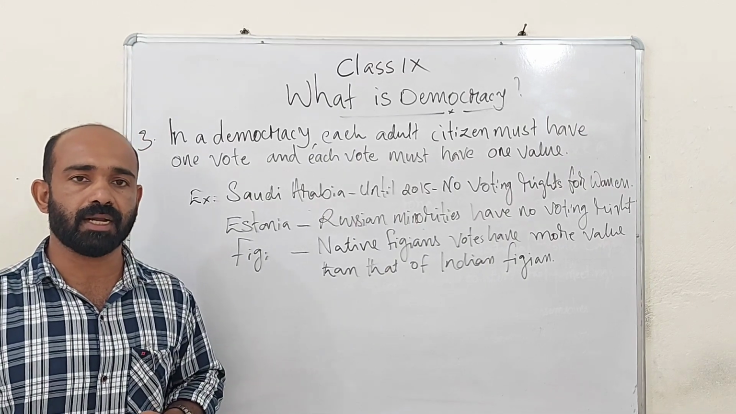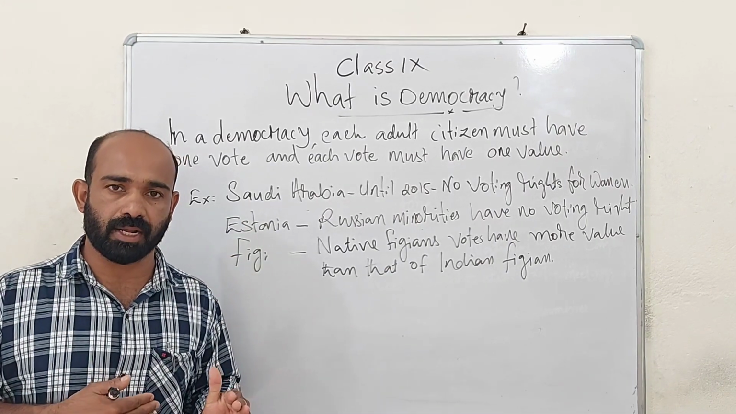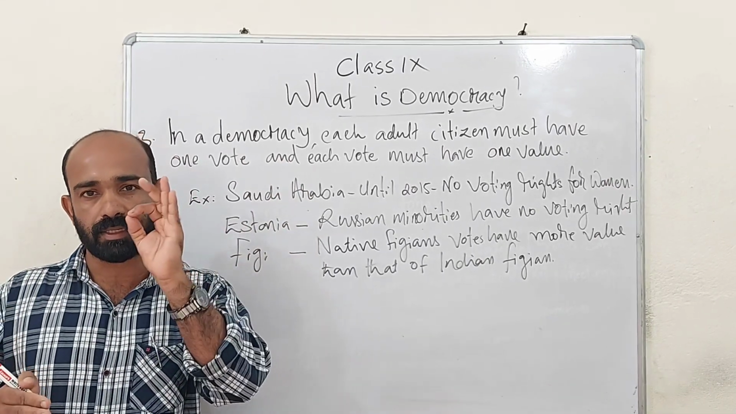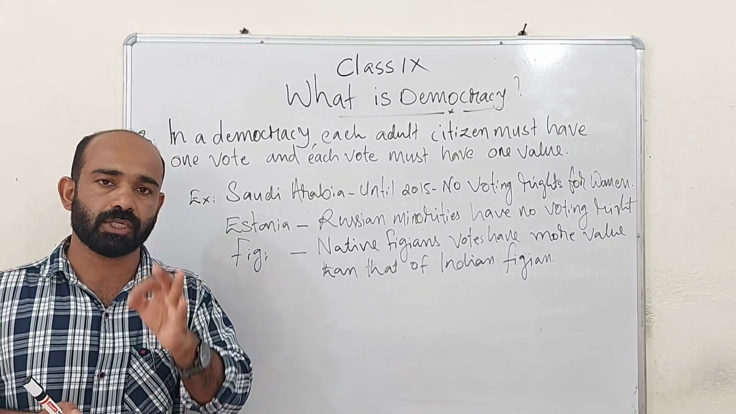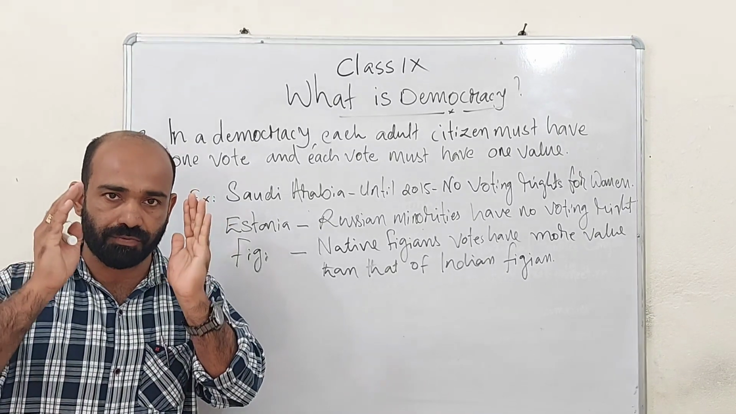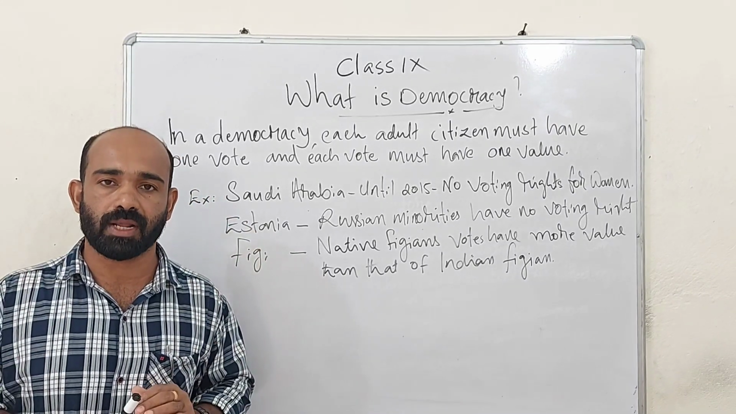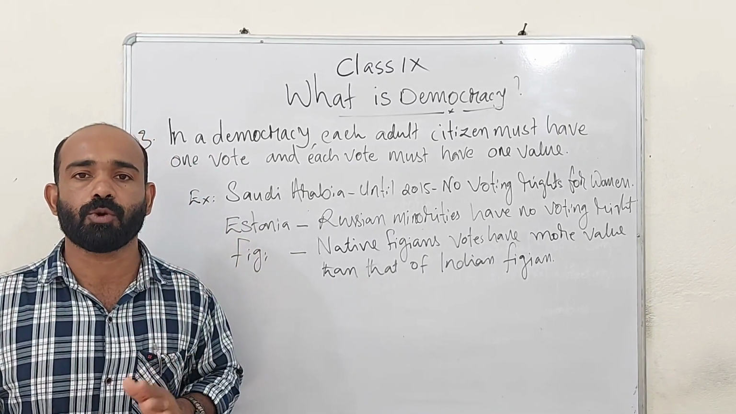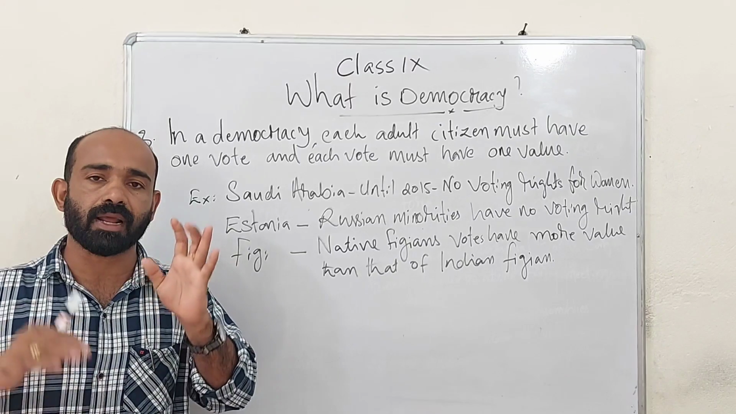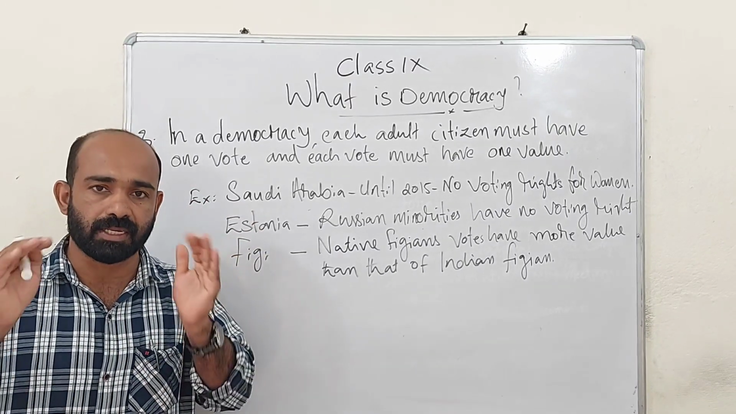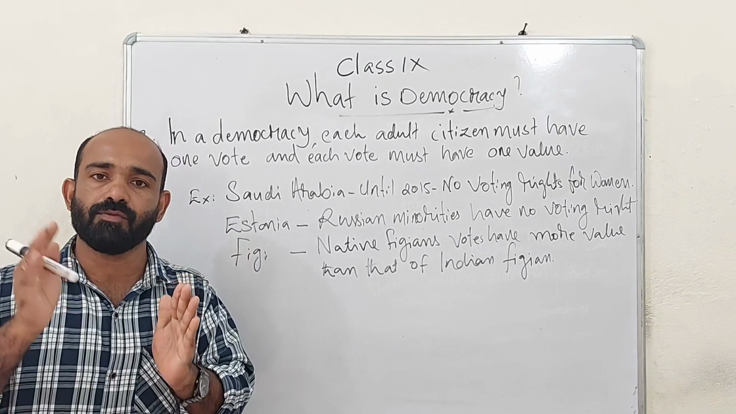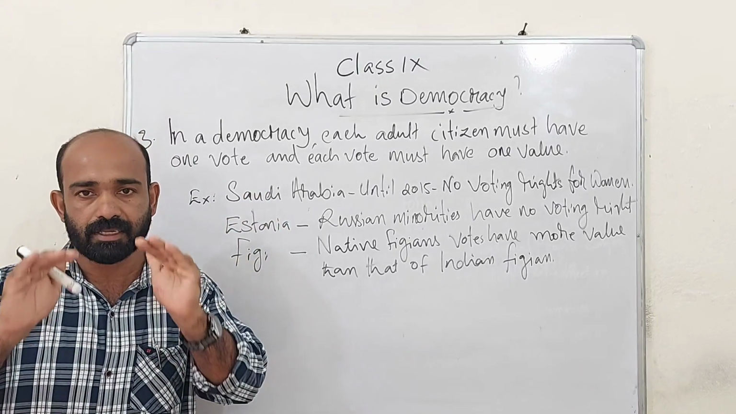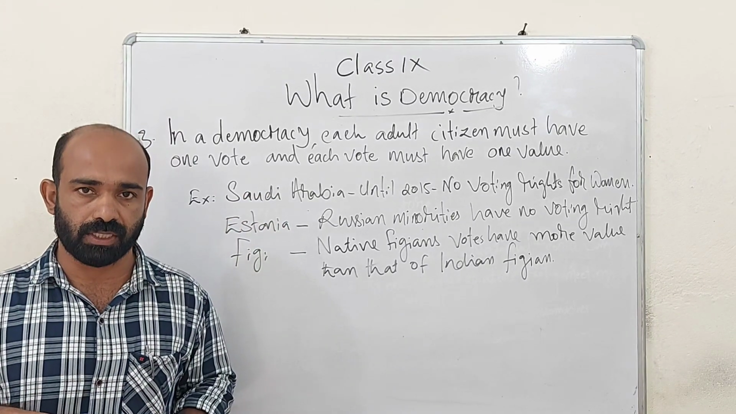So that is what we can say that these countries cannot be called democratic countries because this feature is not existing. If a country wants to be called a real democratic country, what feature should be there? Every adult citizen of a country should have one vote each, and everyone's vote should have equal value. If this feature is existing only, a country can be called a real democracy. Otherwise, only simply elections are conducted, and such countries are called only pretending democracies.